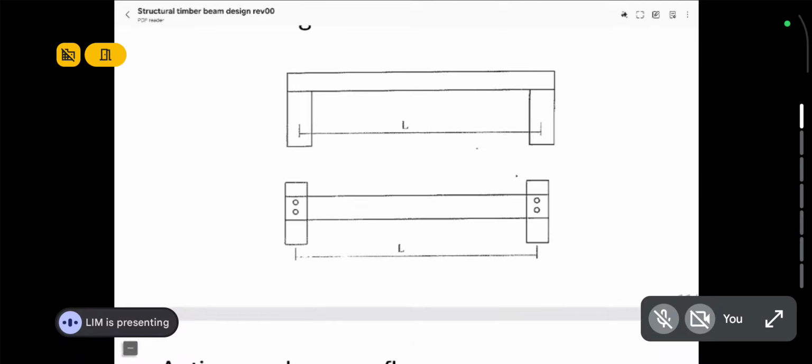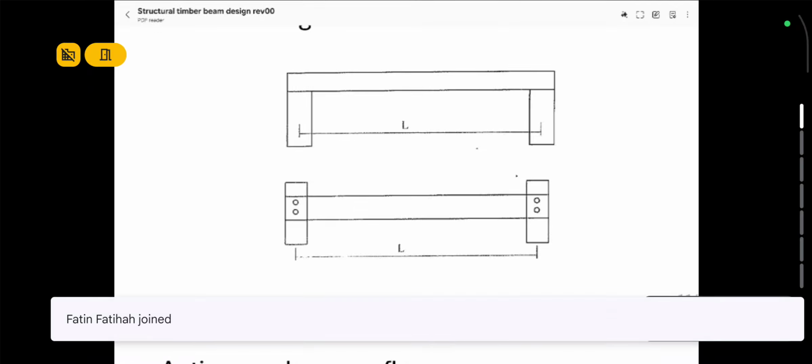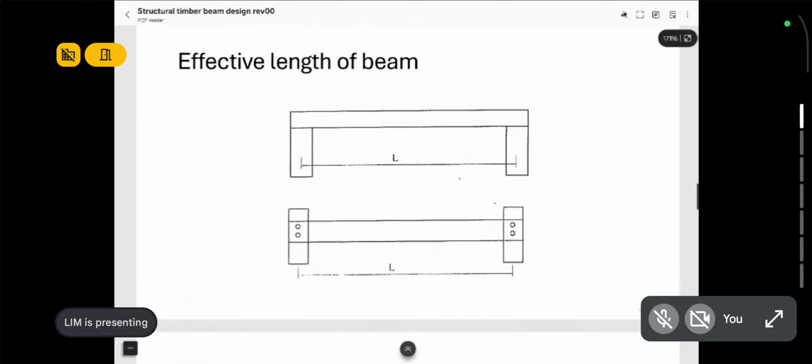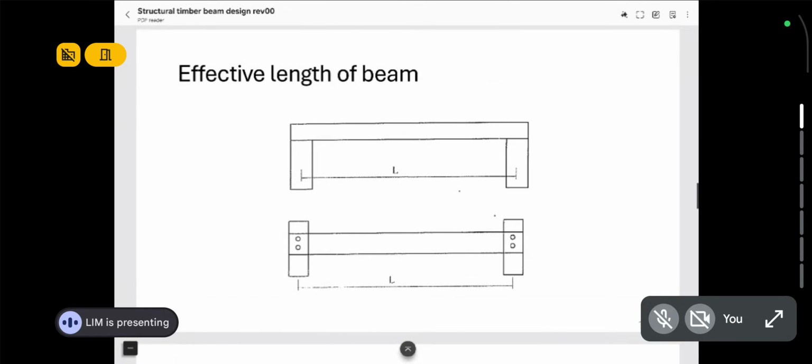Okay. So next, you have your effective length. Now, effective length is very similar to the effective length of a steel beam. When you calculate effective length of your timber beam, you measure from the center of support to center of support. Or if you're using bolts to connect the beam to the column, then you measure from the center of the connection to the center of connection on the other end.